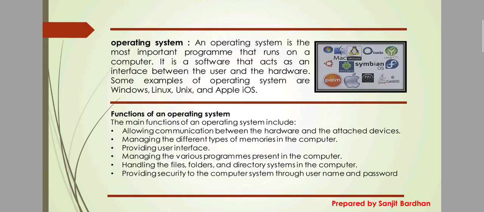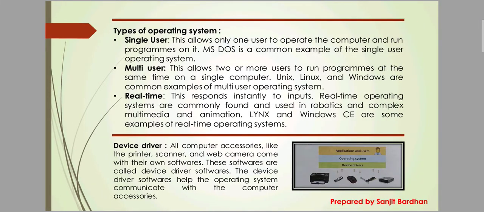So move on to next. Here you can see the types of operating system. Types means what are the different types of operating system. First is single user operating system. Single user means this allows only one user to operate the computer and the programs on it. That means only one user is able to operate the computer.